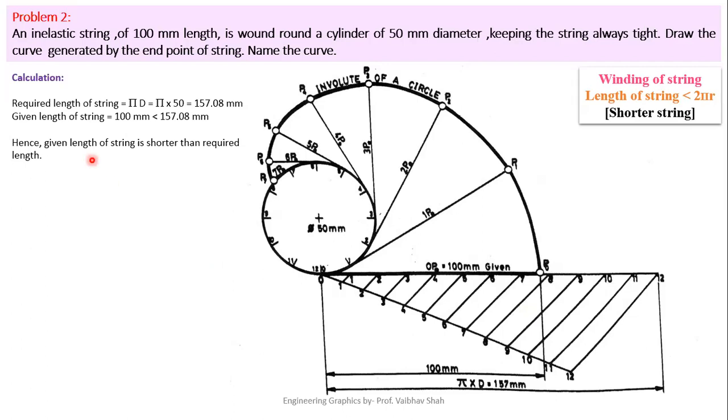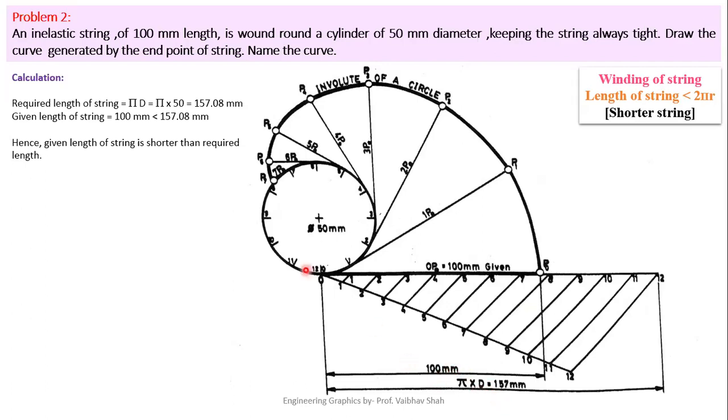Now the next task is, as we have divided the circle into 12 equal parts, we must divide this horizontal line into 12 equal parts. You will have one more confusion. Sir, here we have two different lengths: first is your 100 mm and second is your pi d, which is 157.08 mm or nearly about 157 mm. So sir, which length should we divide into 12 equal parts?